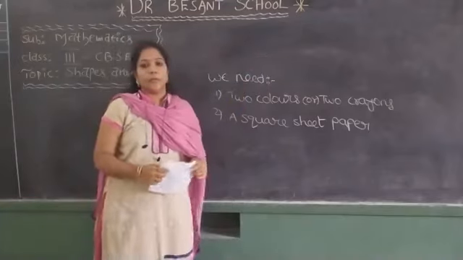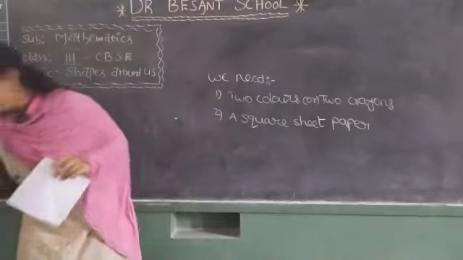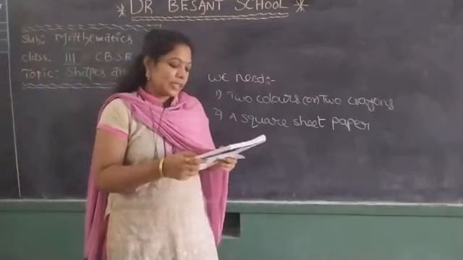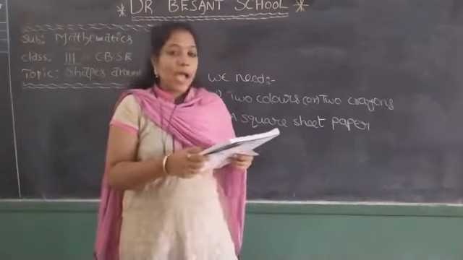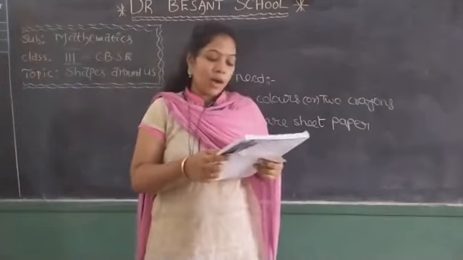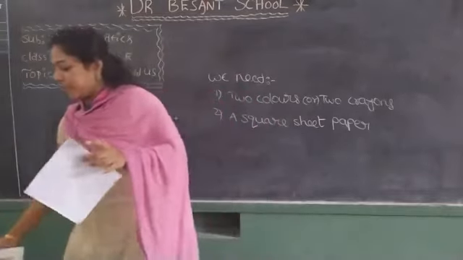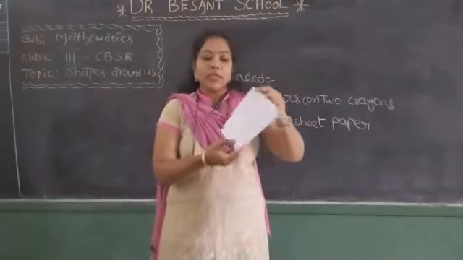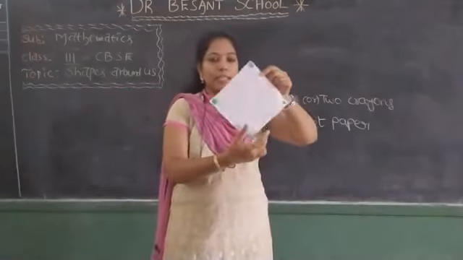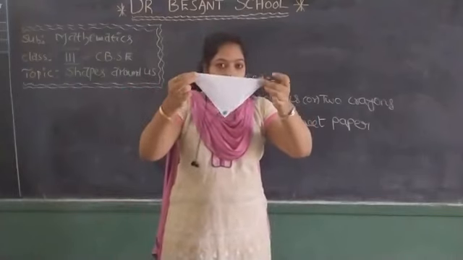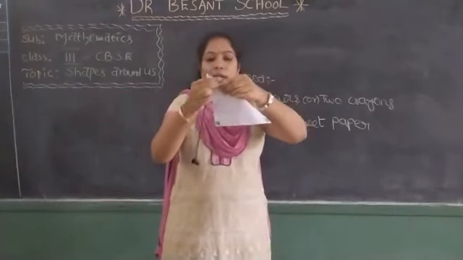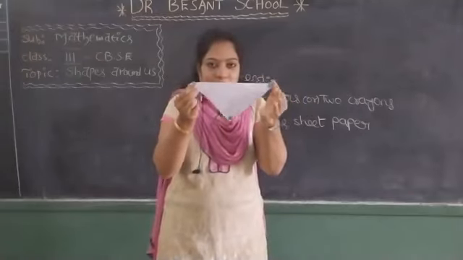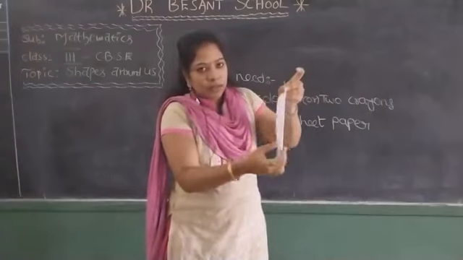Let's read step 2. Look at the book and read out step 2. Join the opposite corners as shown. Draw a line on the crease. We have to join these two opposite corners like this. See, I am doing here, observe. We have to fold this paper by connecting the opposite corners.